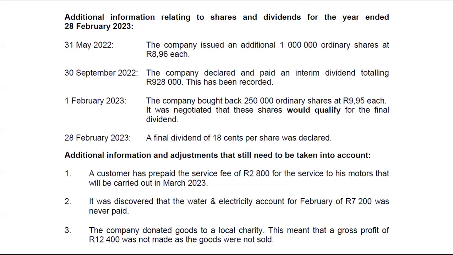So this next section is about, let me just read. It says additional information relating to shares and dividends for the year ended 28th February 2023. So it says that on the 31st of May, the company issued 1 million shares at 8 Rand 96 cents each. I know that can be confusing. Why are they giving us this information when they never asked for your ordinary share capital note?